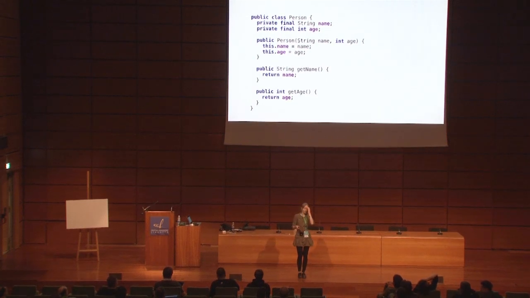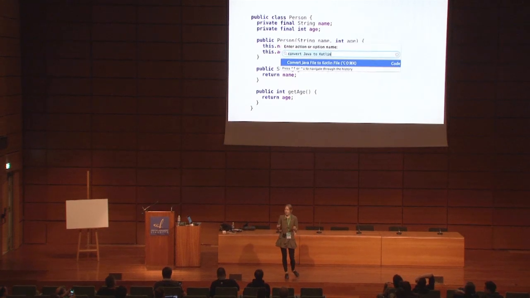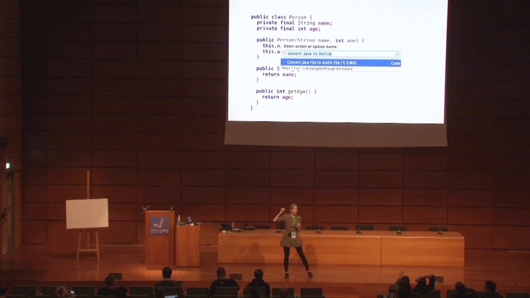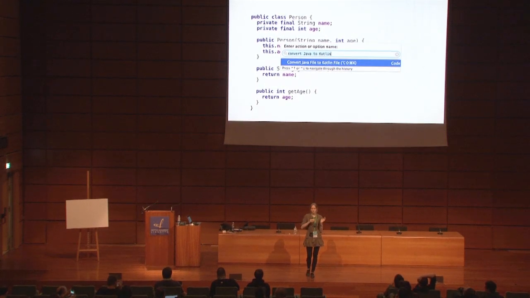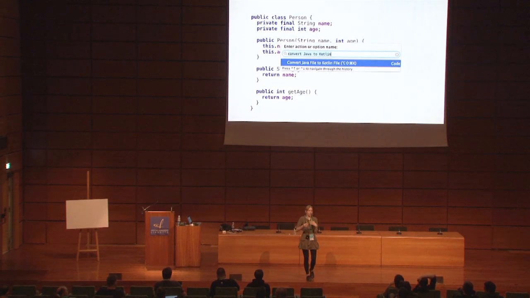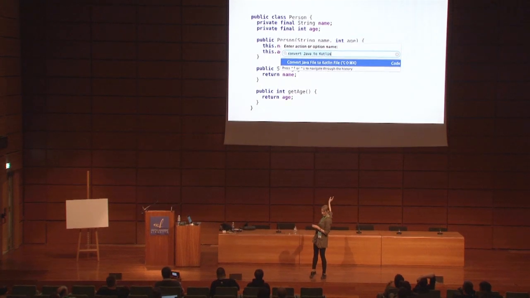And now I'm going to show you one trick. It is a great tool if you start adding Kotlin to your project, and at first you want to learn a new language, and maybe you do not remember how to express something in Kotlin. You can use this automatic Java to Kotlin converter, and it will convert the Java code to Kotlin code for you.